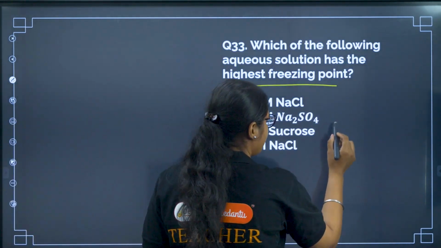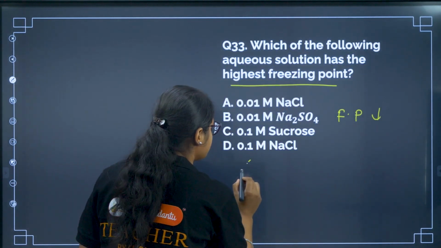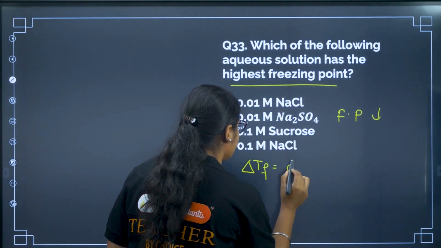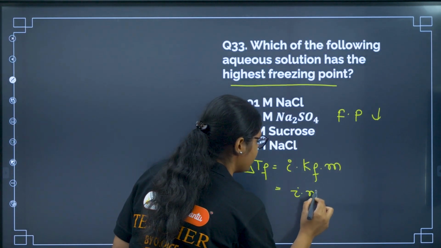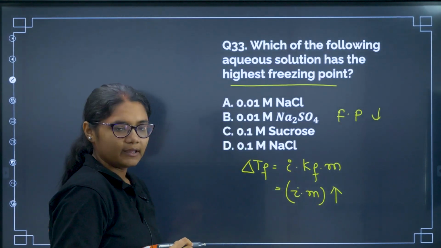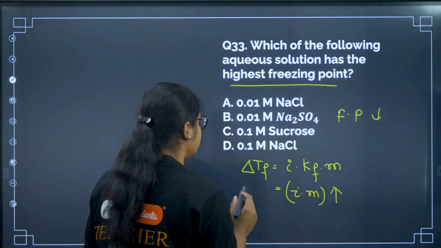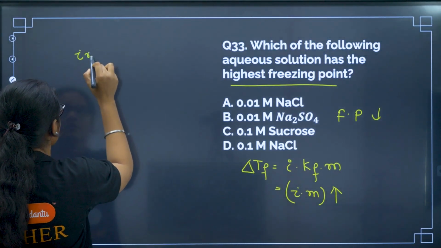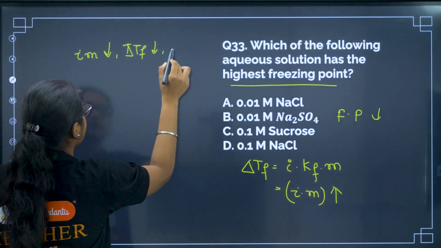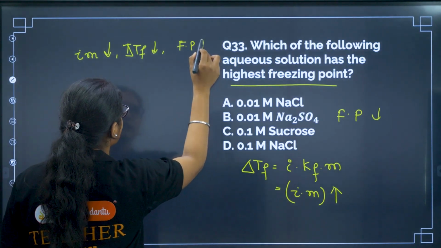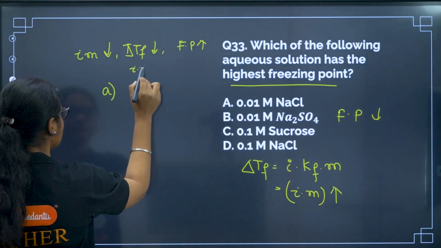See here. Whenever a solute is added, the freezing point decreases, right? So what is delta TF? It is i into Kf into m. Now if the i m value is very high, then freezing point depression will be more and freezing point will be least. So what I can say is, if i m value is less, then delta TF will be less and then the freezing point of that solution will be maximum, right? So for all these options we can calculate the i m value, right?